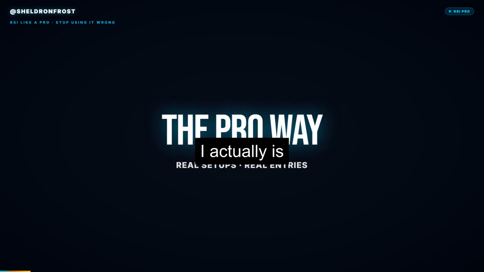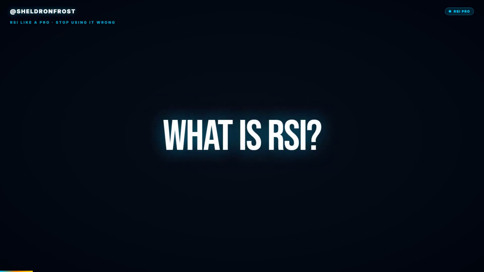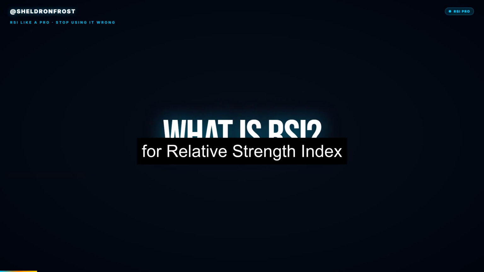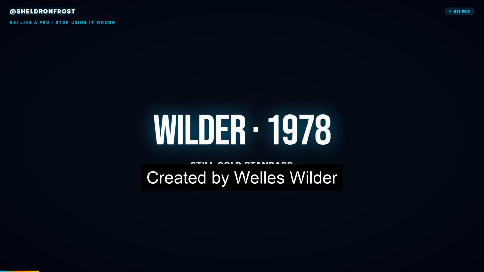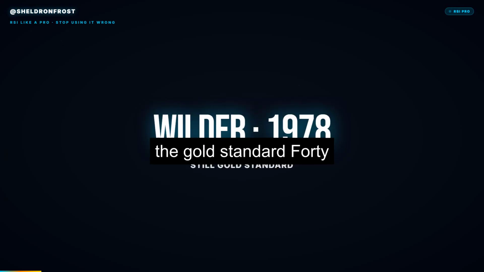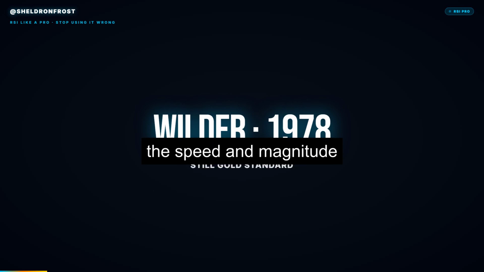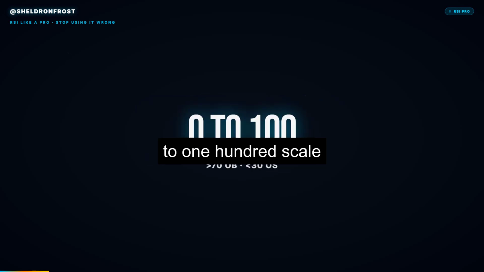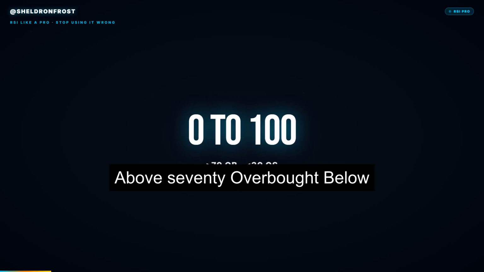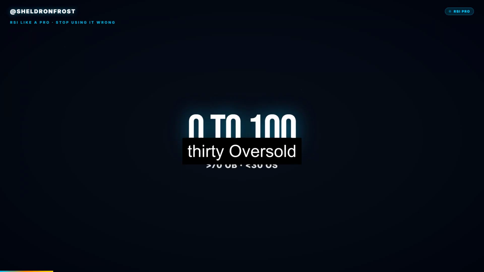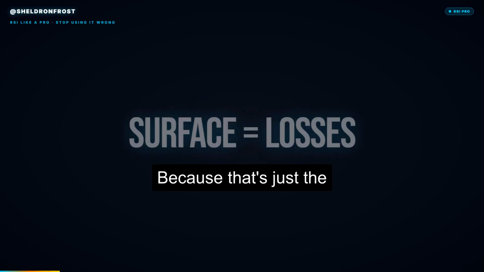First, what RSI actually is. RSI stands for Relative Strength Index, created by Wells Wilder, 1978, still the gold standard, 47 years later. RSI measures the speed and magnitude of price changes, 0 to 100 scale, above 70 overbought, below 30 oversold. That's where most traders stop learning, and it's where they start losing, because that's just the surface.